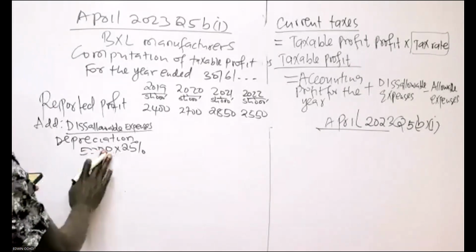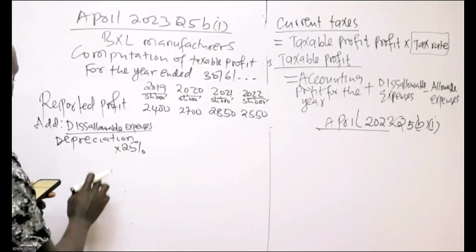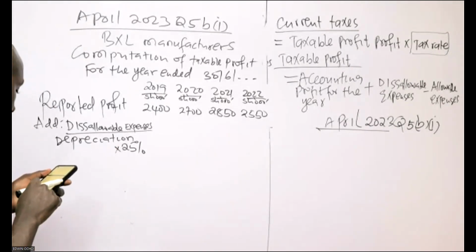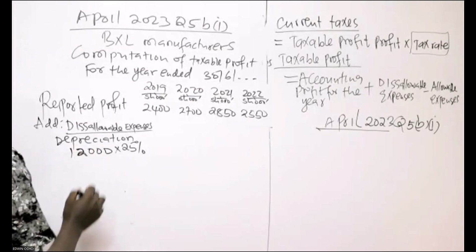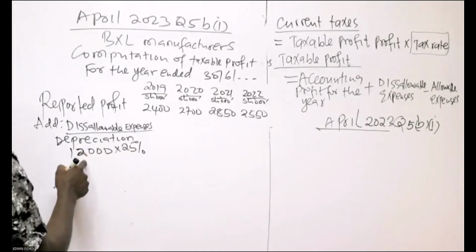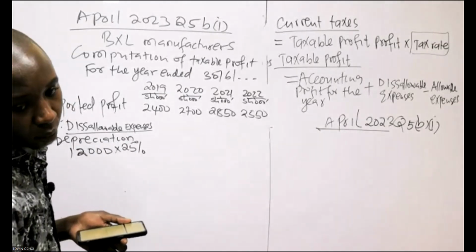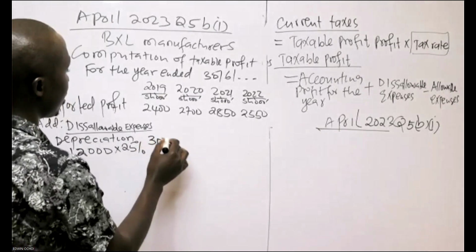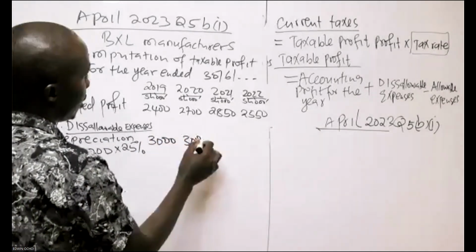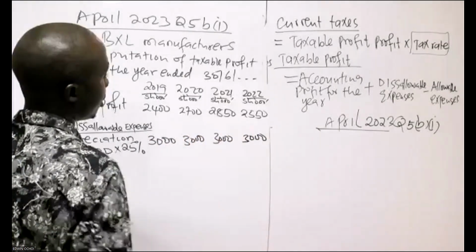So this one is not 5,000. What I said was 12,000. So 25% of 12,000 is 3,000. So remember, this is on a straight line basis. So every year will be 3,000.